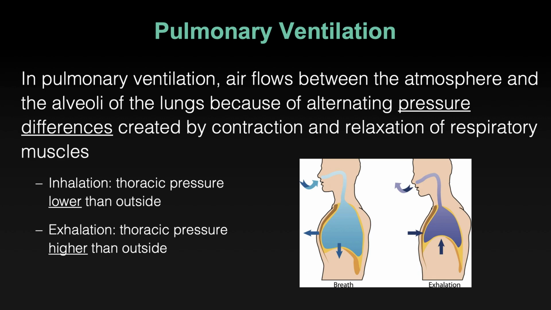And the muscles of breathing that we're going to talk about create these situations only. That's all they do. They modify the pressure in the thorax. If it's lower than the environment, air moves in. If it's higher than the environment, air moves out. How do muscles affect air pressure?